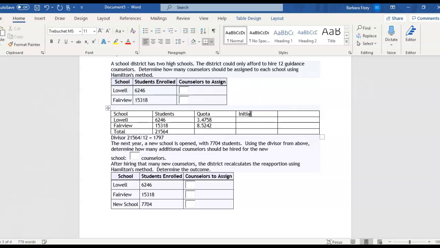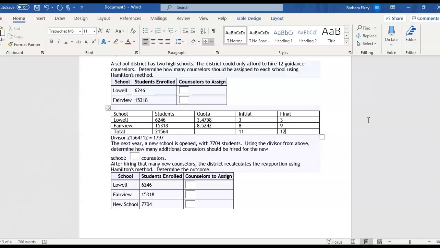All right, now let's do our initial allocation. Just taking the decimals off using Hamilton's method, 3 and 8. So we have 11. All right, so we have one more to allocate to get the 12. Let's look at our decimals, 4758 and 5242. 5242 is bigger, so Fairview will get the extra counselor. And now we've allocated and we have our total number of counselors.